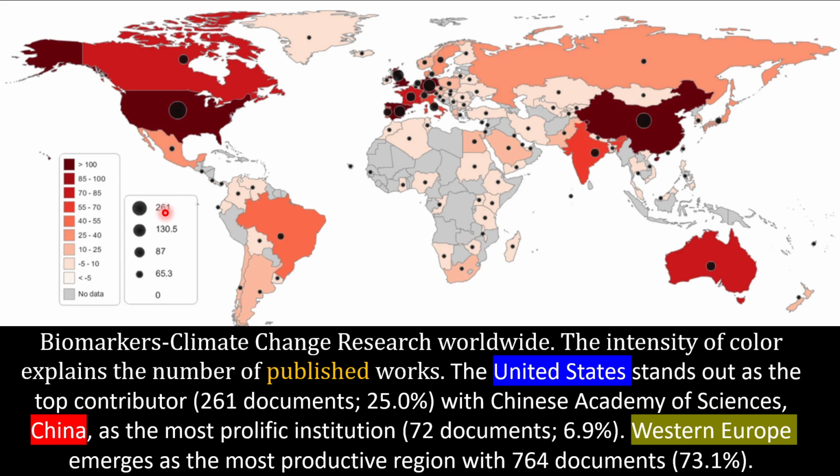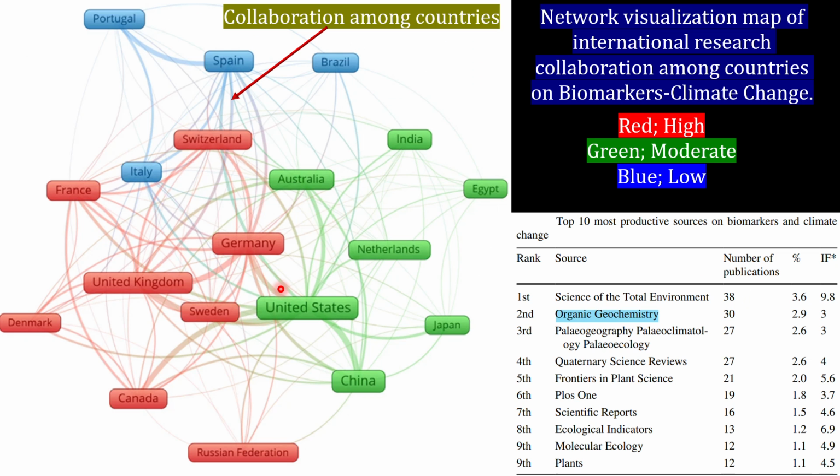So this is the overall world map showing where the biomarker study is and how many publications are done. The first numbers are America and China. This circle shows the publication rate. There is a high publication rate, and this color shows which country does more research on biomarker analysis related to climatic change.